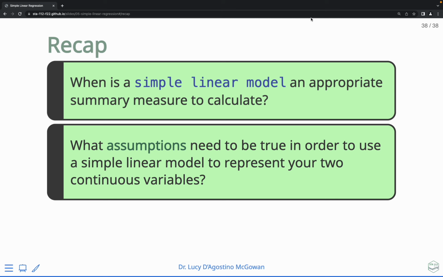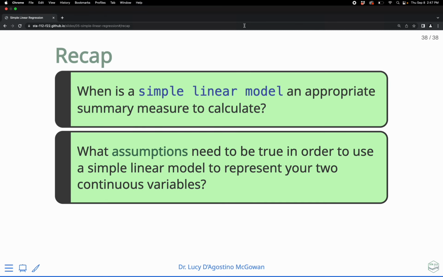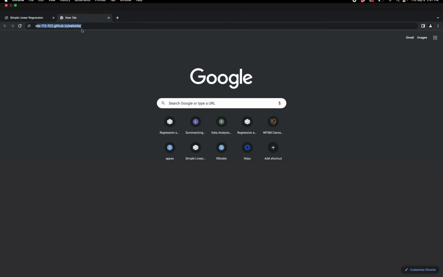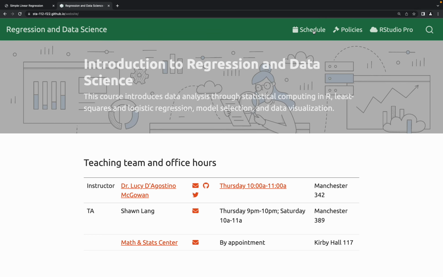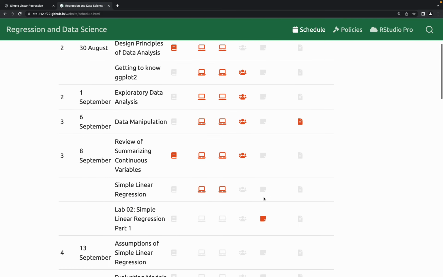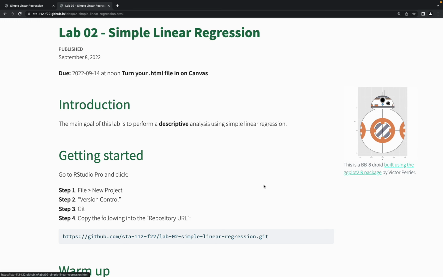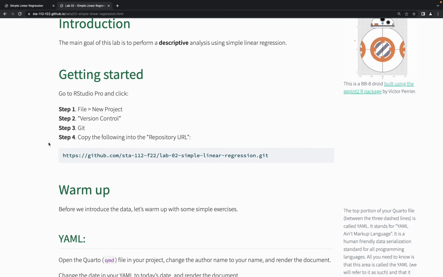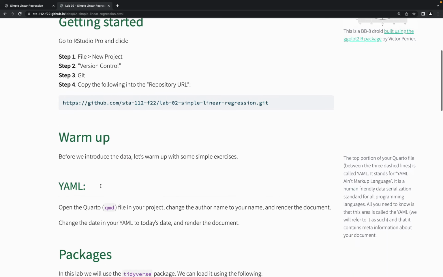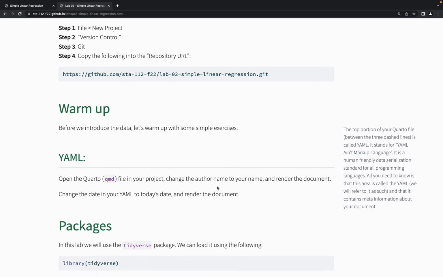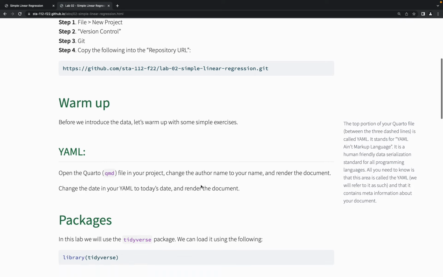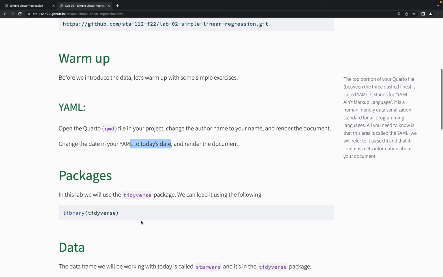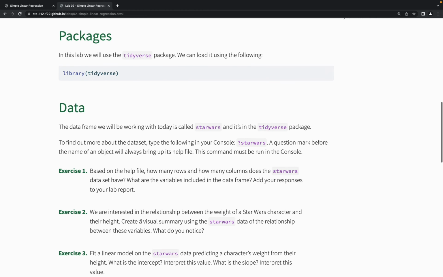Okay, so we're going to spend the last 30 minutes doing the lab. So let's go to that. You can go to the schedule. If you go down to assignment, you can see the lab for today. The top is going to be similar to what you did last time, where you're going to create a new project with my template files, and you're going to change the author name to your name and change the date to today's date. And here you're going to be doing this using the same data that we just were using in class. We're going to use the Star Wars data.